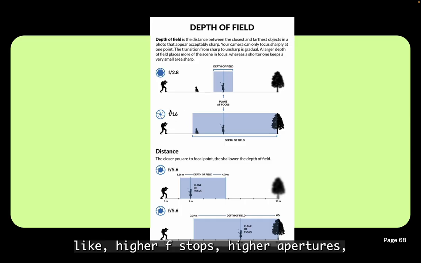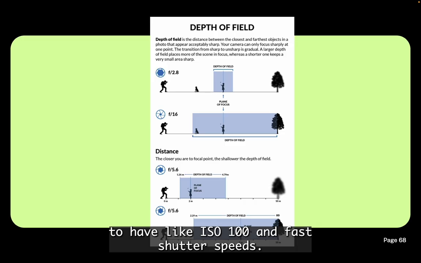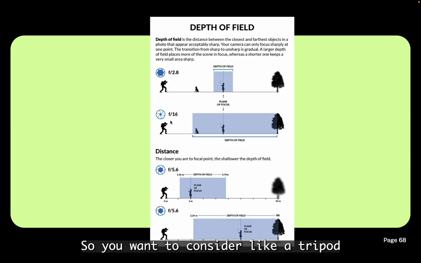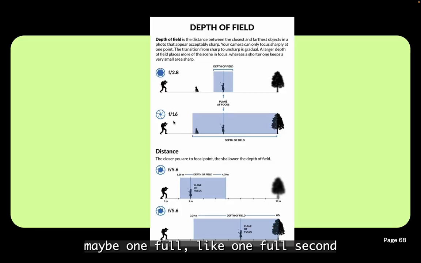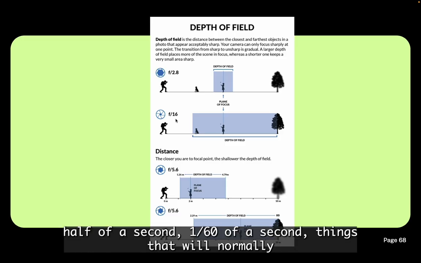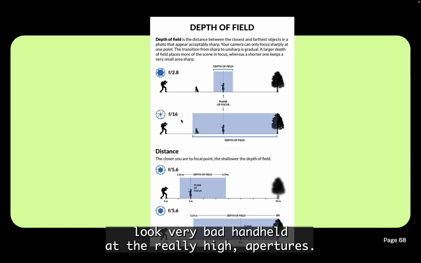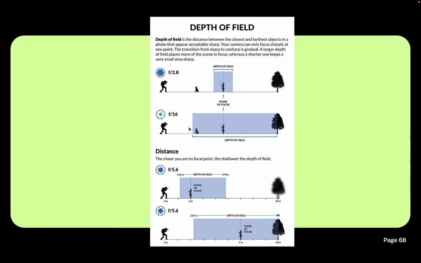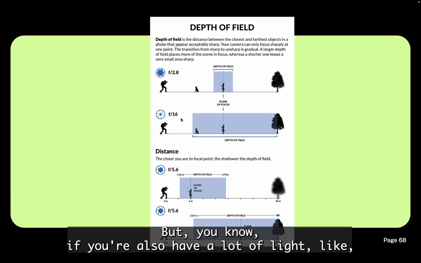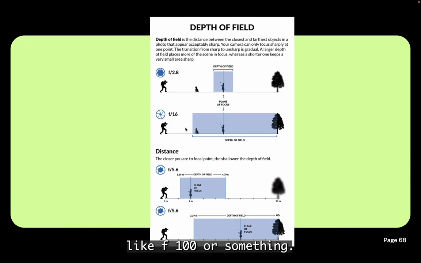When you get to these higher f-stops, higher apertures, you start sacrificing your ability to have ISO 100 and fast shutter speeds. So you want to consider a tripod and shoot this for maybe one full second, half of a second, 1/60th of a second. Things that will normally look very bad handheld at really high apertures, it makes everything look nice, crispy, in focus. It's great. But if you also have a lot of light, like in broad daylight, you can get away with this handheld at like f100 or something.